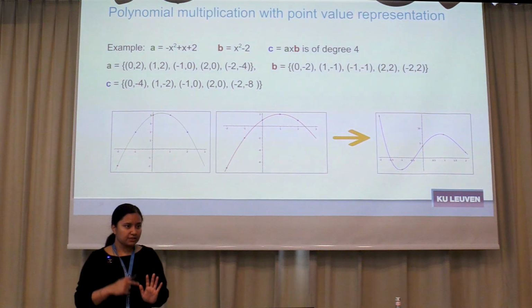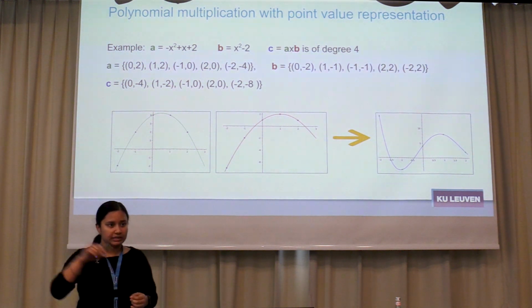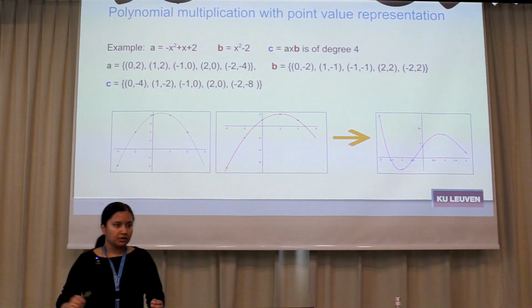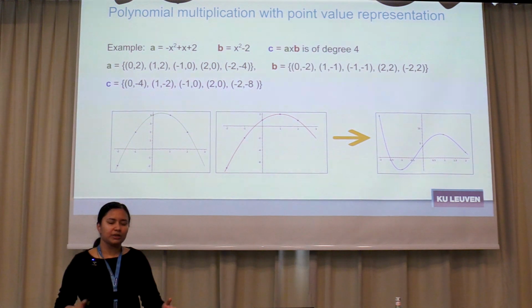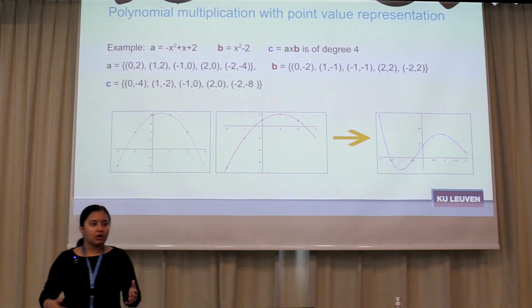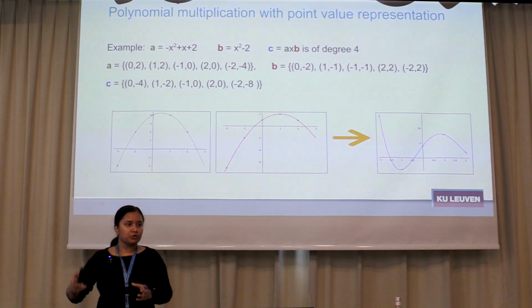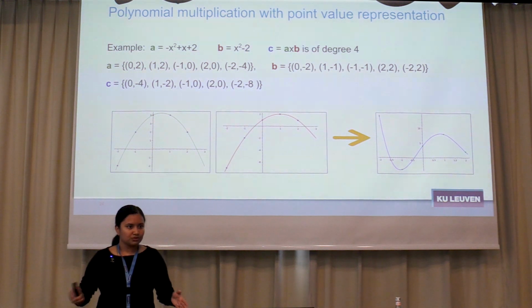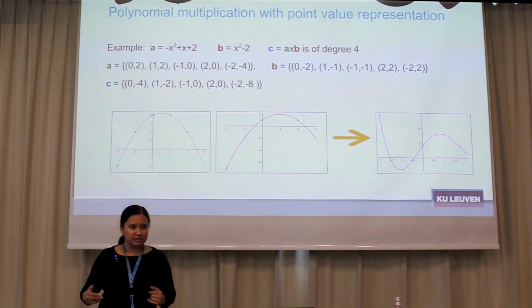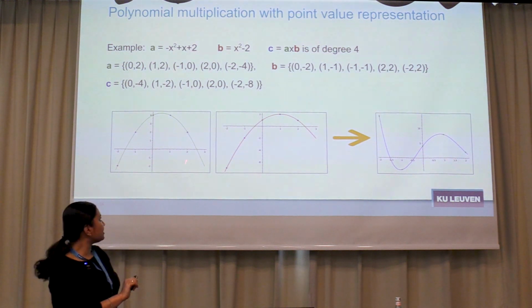And to get 5 unknowns, we have to have 5 points, and then we can uniquely represent that curve. So to multiply two polynomials of n size, meaning degree n minus 1, the output would be a 2n minus 1 size polynomial, so 2n minus 2 degree basically. So we would require 2n minus 1 such points.